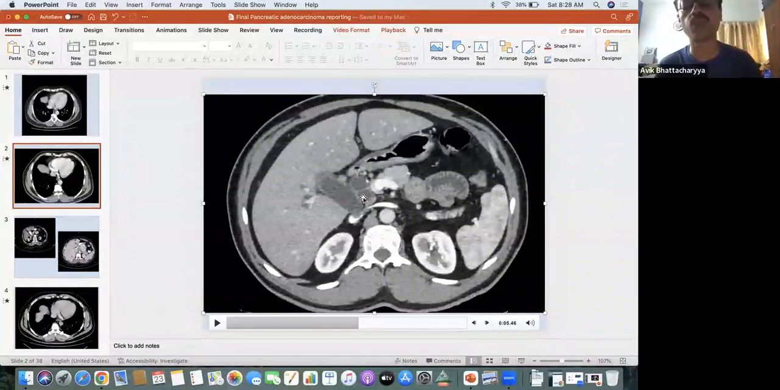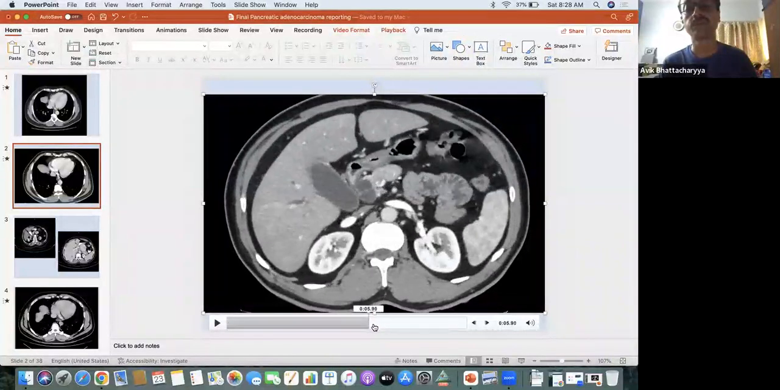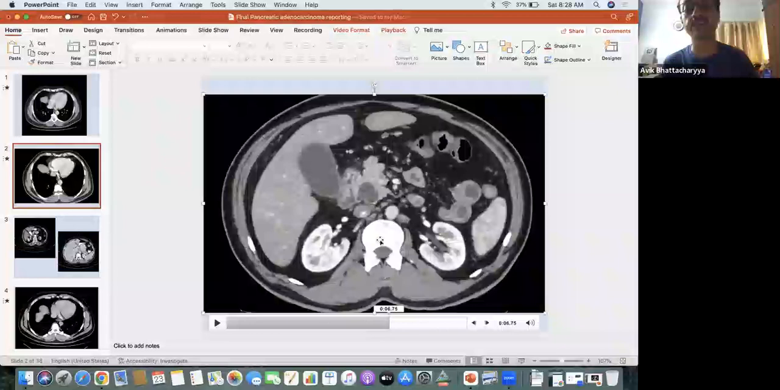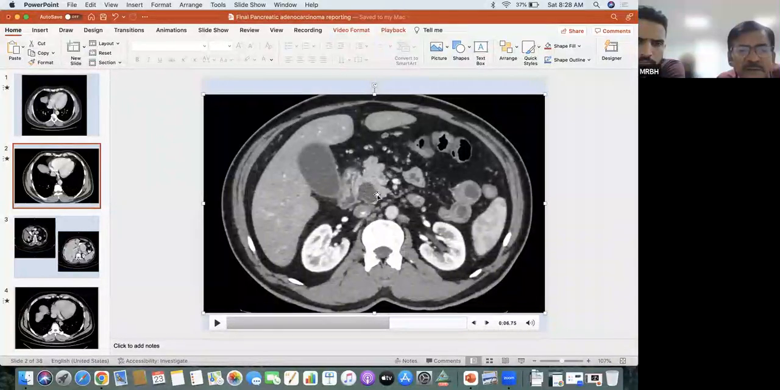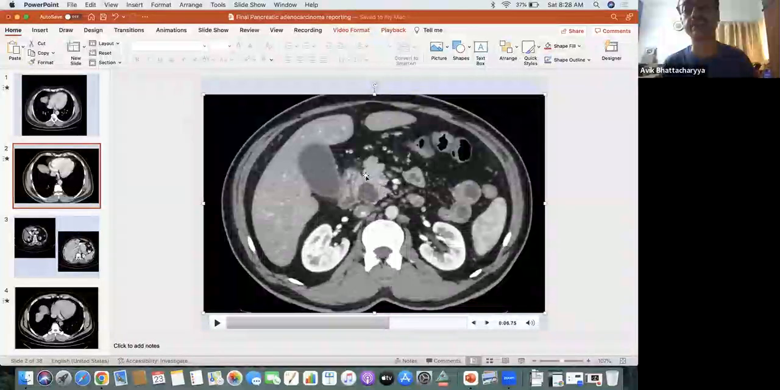It has got a low-lying insertion into the mid common bile duct, so it is gradually going down. If I go down, this is the common bile duct here, which is dilated. Within the pancreatic head, see, the pancreatic head has started. This is the pancreatic tissue. This is the duodenum, second part of duodenum. Here, this is the distal common bile duct, which is abnormally dilated.